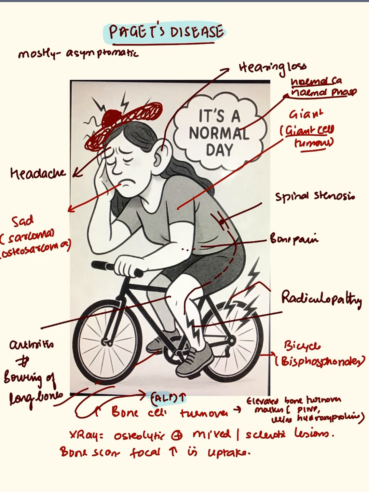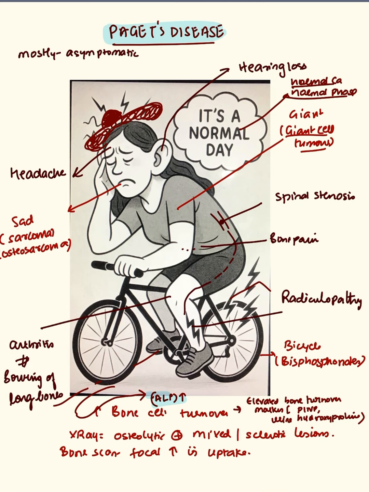And for the labs, I've told you it's a normal day. So what are the things that are normal in case of Paget's disease? The calcium levels will be normal, the phosphate levels will be normal, but only one thing will be elevated, which is the ALP, because the problem is that there is increased bone cell turnover. So how I remember it is, except for ALP, everything else is normal. Okay, so isolated ALP elevation is seen in Paget's disease.